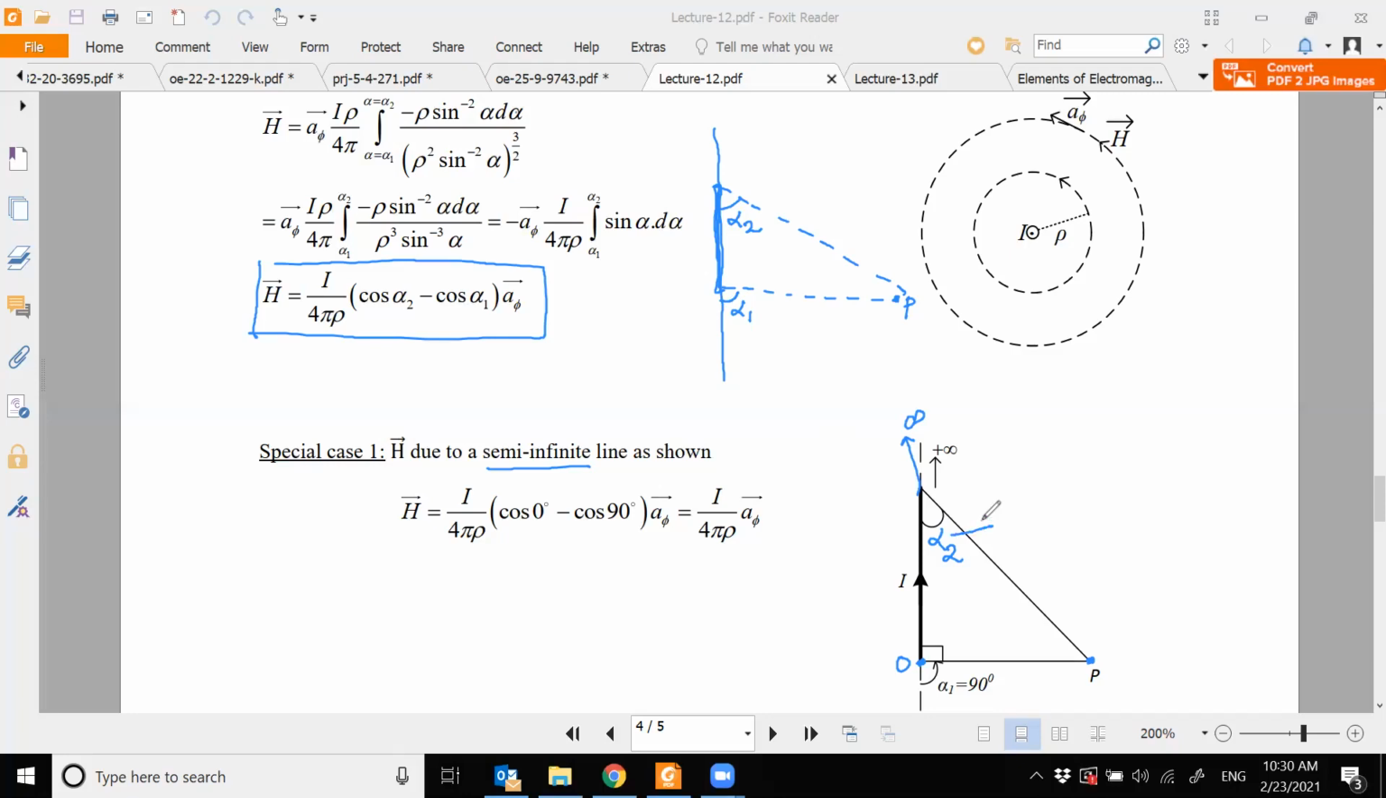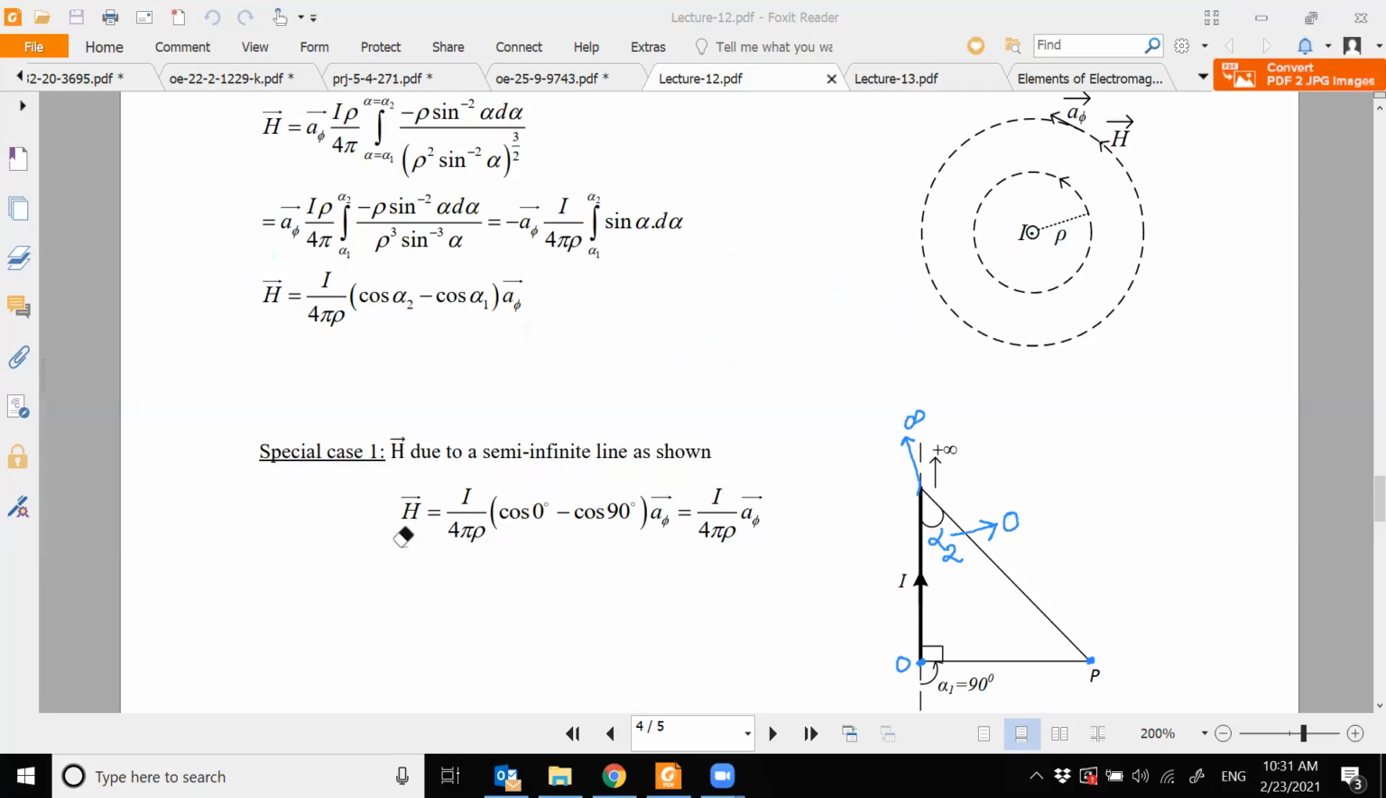Yes, it will be 0. It will tend to 0, and at infinity it will be 0. So if you substitute these values here, alpha 2 is 0 and alpha 1 is 90 degrees, then this is I over 4 pi rho a phi. This will be the value for a semi-infinite line. Okay, so H bar is I over 4 pi rho a phi.